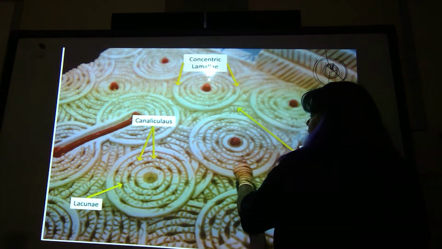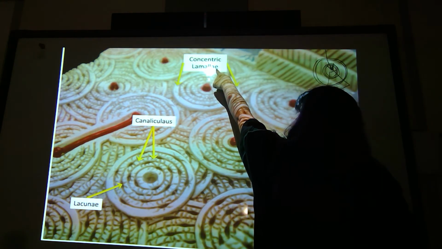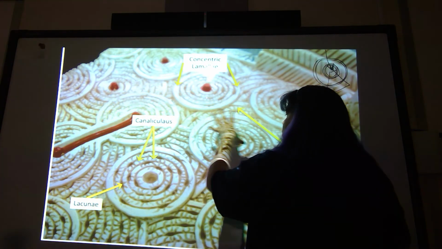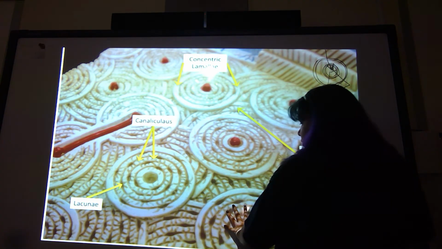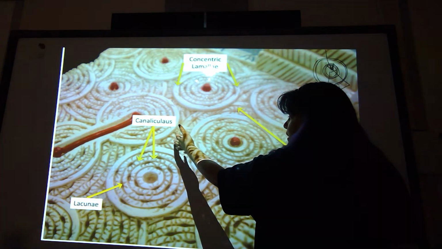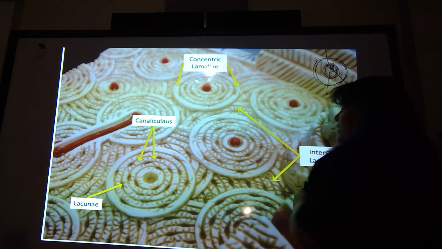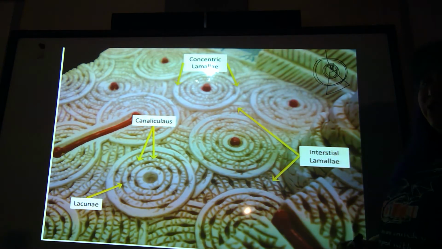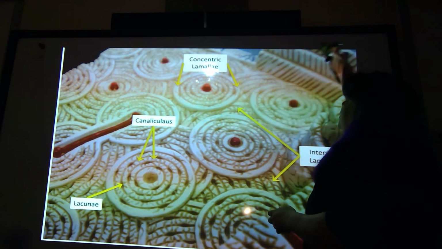Here, each one of these rings is a concentric lamella. Now, if you look, you can see I've got this perfect ring of circles, perfect ring of circles, perfect ring of circles, but there are spaces in between that still need to be filled up with bone tissue. These are going to be the interstitial lamella. Remember, interstitial means in between the tissue. So I'm basically just filling that space with bone tissue.